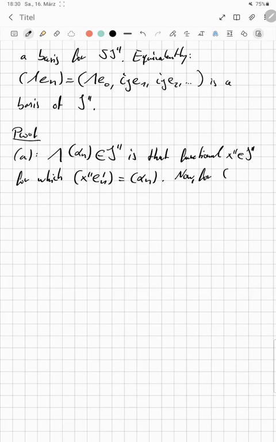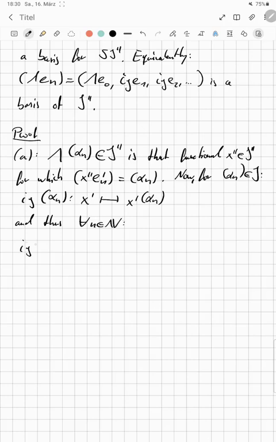Now, for alpha n from j, we have that ij of alpha n maps x dash to x dash of alpha n, and thus for all n from the natural numbers, we get that ij of alpha n applied to the coordinate functionals, well, this is just the coordinate functional applied to alpha n, and this is just alpha n, and this is nothing but lambda of alpha n applied to the coordinate functional.